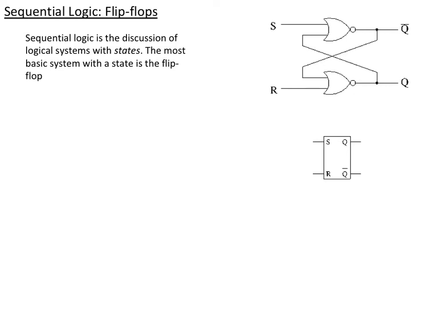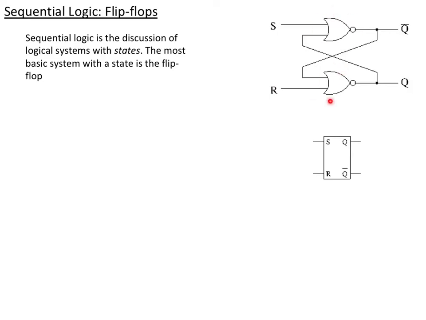So now we start talking about a logical system that actually can store some data, one bit of data. In other words, it has a state. It can be in one state or another state, and that is called a flip-flop. And this is one way of constructing a flip-flop out of NOR gates.